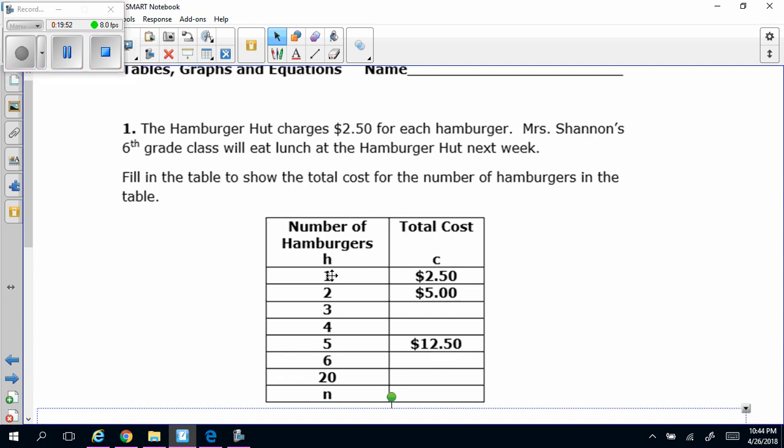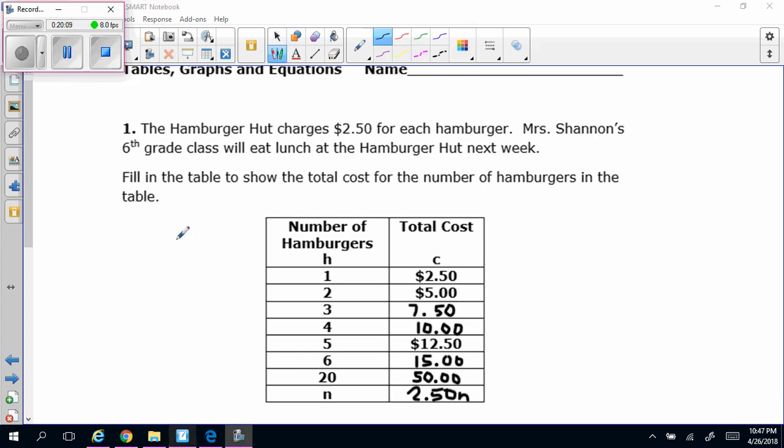We see that one hamburger is going to give us $2.50. And 2 hamburgers would give us $5. So go ahead and pause the video and fill these in, and we'll get back to it. So this should be your table. Now, whoopsies. Let me undo that.